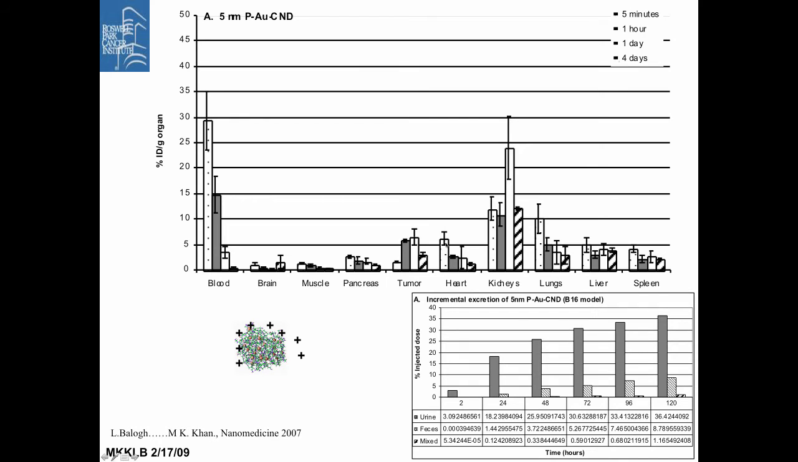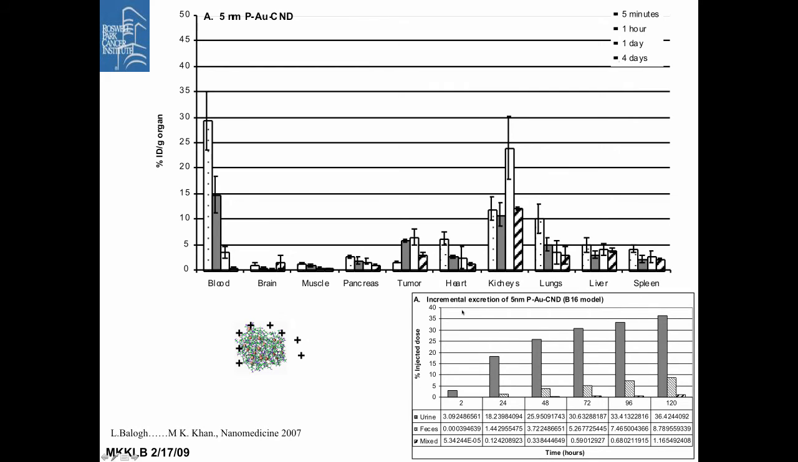Here's the heart, and the heart is really going to mirror the blood because the heart has a lot of blood in it. The kidneys, this is the filtering organ, and so the kidneys are a proxy for the urine. Here's the lungs. The liver, because these particles are small and positively charged, there's not really going to be much in the RES organ, so liver and spleen.